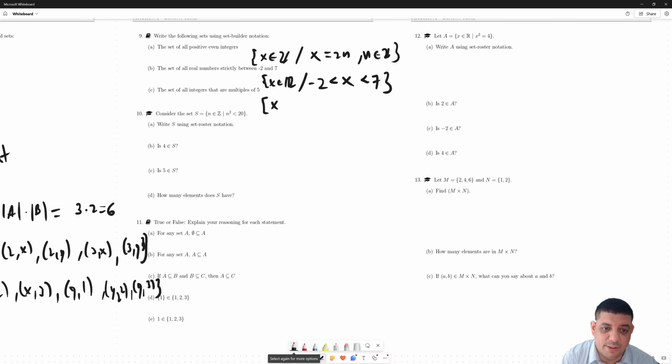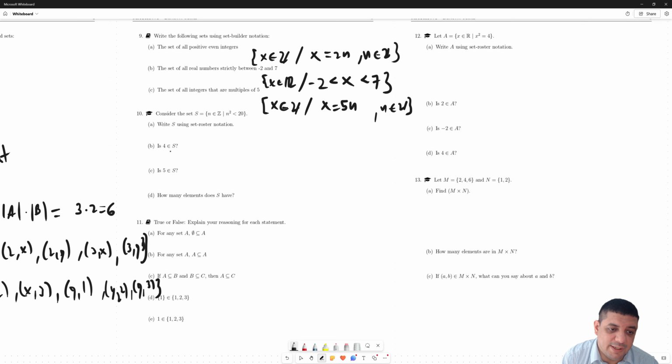So once again, x belongs to C. So x is a multiple of 5. Phi n. This is another way of writing that. Now, you can also write this as phi k with k that belongs to C. There are many ways to write this. Make sure to check the solutions for alternatives to this.